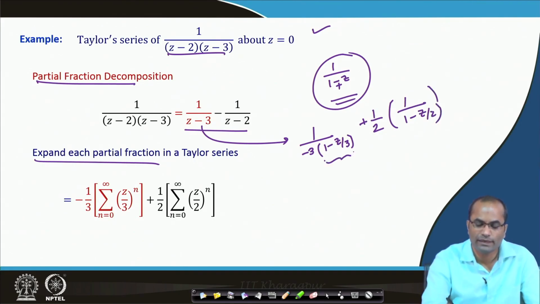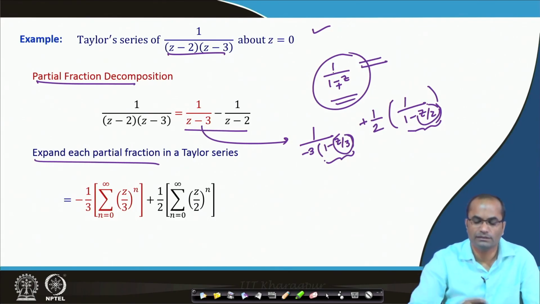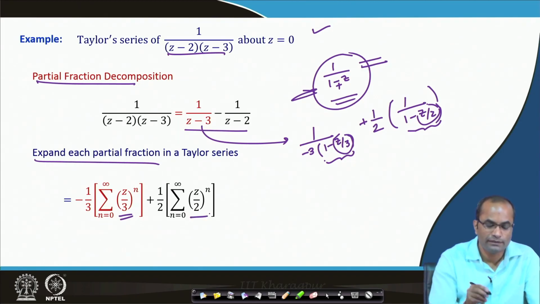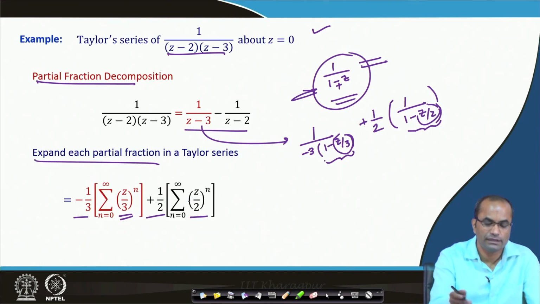So, now we have 1 minus some constant z; here also we have 1 minus, instead of z now we have z by 2, here instead of z we have z by 3. So, in this series we will just replace z by z by 3, and in the second case z will be replaced by z by 2. So, this is exactly the series expansion for 1 over z minus 3. So, we have replaced z by z over 3 in this expansion there, and here z is replaced by z by 2, otherwise we have the same series.